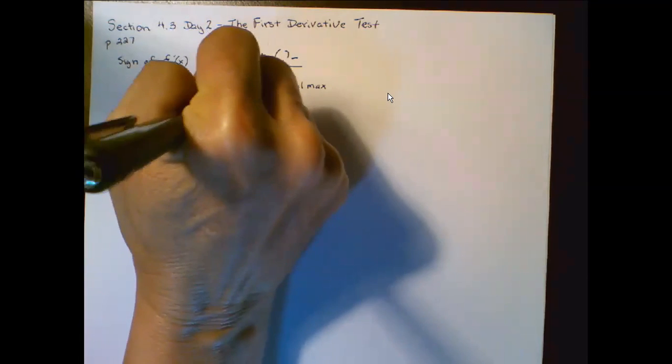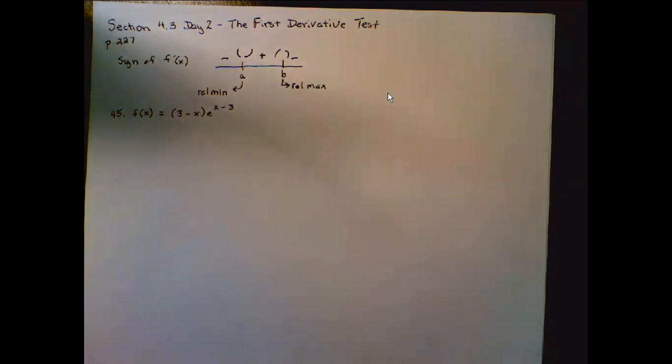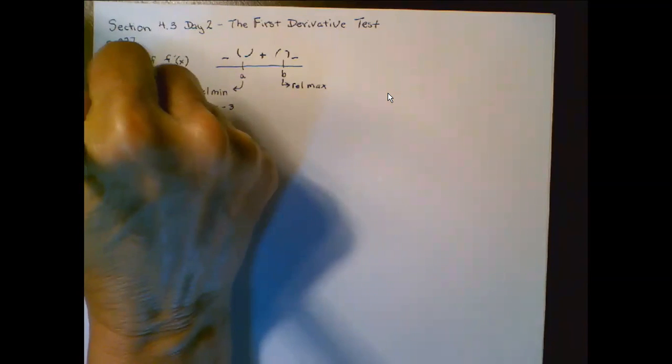What would it take to differentiate that function in number 45? Product rule. Yeah, definitely the product rule. Put a dot there if you want. Let's see if this is what you got for the derivative.